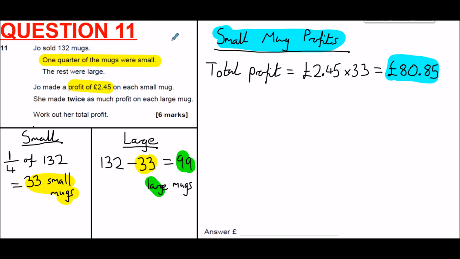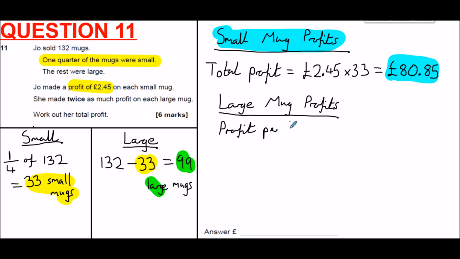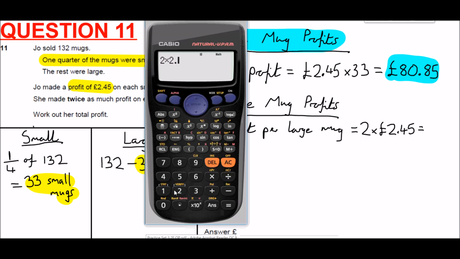We can now do the same thing for the large mugs. So first of all, we need to work out the profit per mug. And we're told here that she made twice as much profit on each large mug. So the profit for the large mug will be twice as much as the profit for the small mugs, which was £2.45. So 2 multiplied by £2.45 is £4.90.